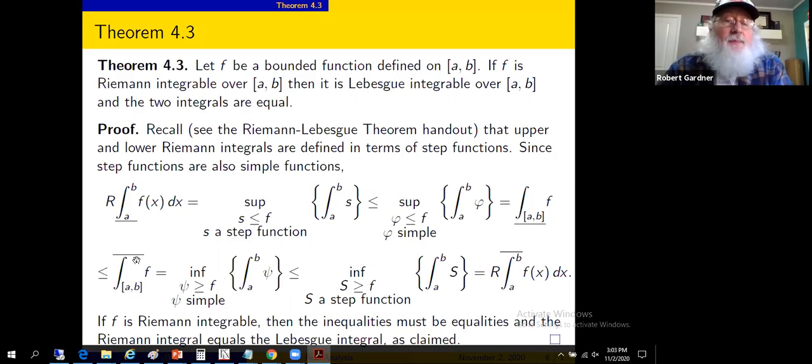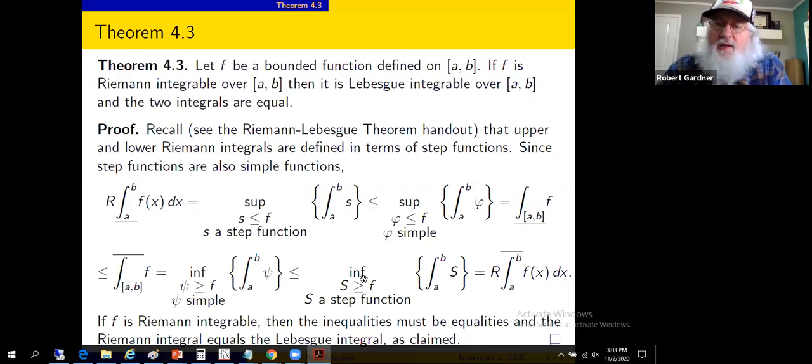We shifted over to upper Lebesgue integrals. That was defined as an inf over all psi greater than or equal to f, integrals of psi. Now using simple functions greater than f, giving me integrals that are too big, and shrinking it with an infimum. Well, suppose we look at now the transition from simple functions to step functions again.